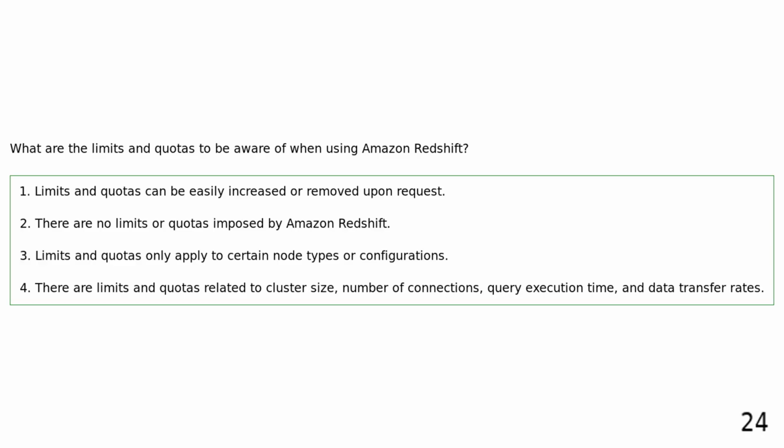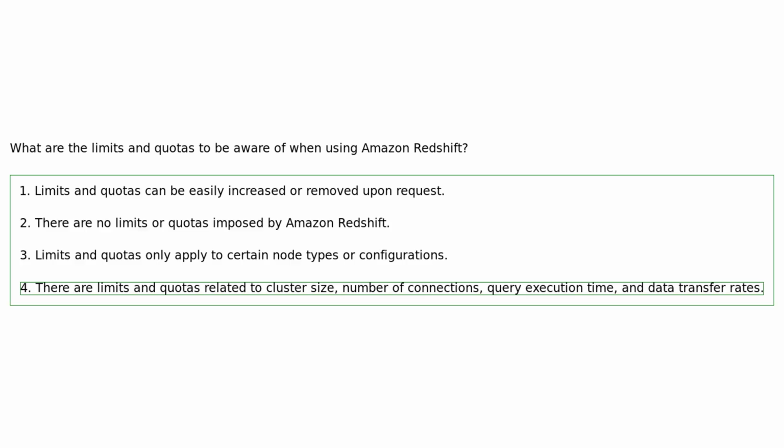What are the limits and quotas to be aware of when using Amazon RedShift? Limits and quotas can be easily increased or removed upon request. There are no limits or quotas imposed by Amazon RedShift. Limits and quotas only apply to certain node types or configurations. There are limits and quotas related to cluster size, number of connections, query execution time, and data transfer rates. Amazon RedShift imposes various limits and quotas related to cluster size, number of connections, query execution time, data transfer rates, and more, which should be considered when planning and scaling workloads.